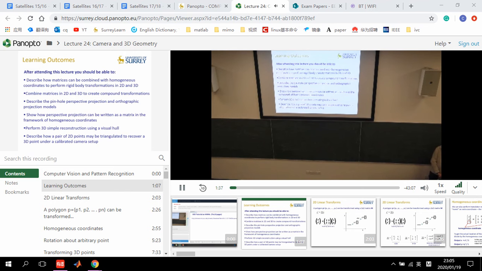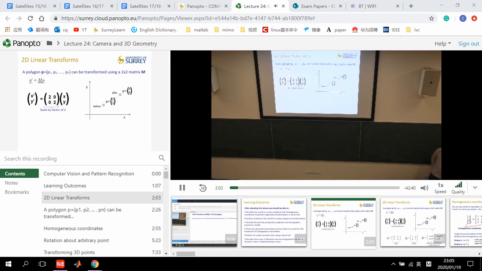We'll talk about perspective projection and orthographic projection and how they can be modeled in these matrix frameworks. And we're going to probably get as far as talking about how to write perspective projection as a matrix and how the camera projection matrix is formed. But we certainly won't have time to talk about the applications of this maths to 3D reconstruction and point triangulation, which we're going to cover in the next hour.